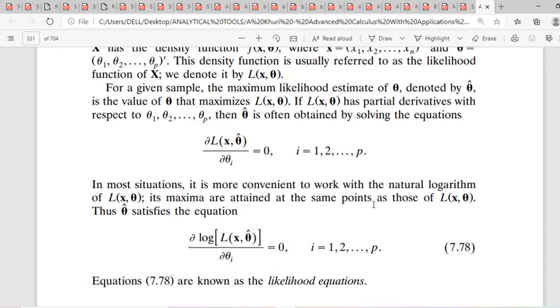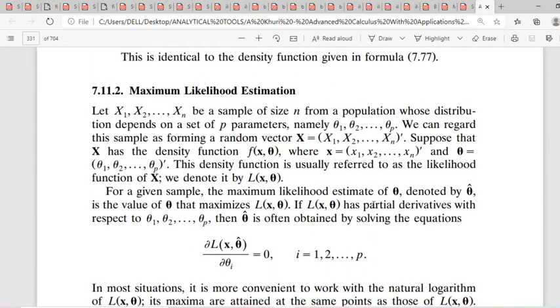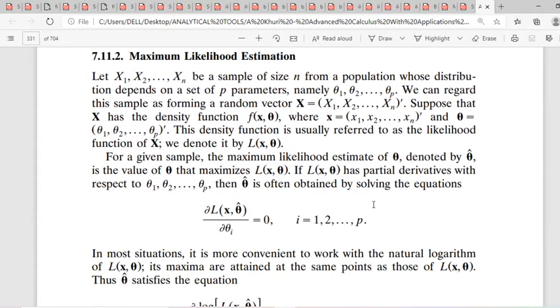Next is the method of maximum likelihood. What does the method of maximum likelihood say? In statistics we use statistical inference, and in that inference we consider two theories. One is point estimation or interval estimation, another is testing of hypotheses. So estimation and testing of hypotheses are two branches of statistical inference. In that inference, one of the methods of finding the estimator is the method of maximum likelihood estimation.